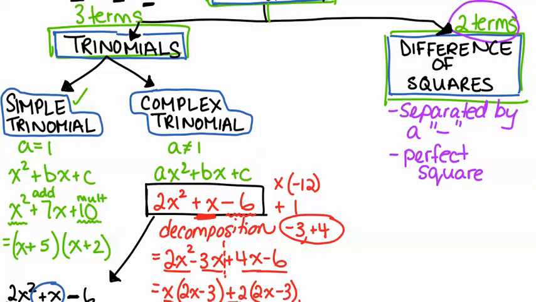So here's an example of difference of squares factoring. Say you had x squared minus 25. So let's check. We have 2 terms here, 1, 2. They're separated by a minus sign right there. And I could take the square root of both of these things and get a whole number. Meaning the square root of 25 is 5 and the square root of x squared is x.